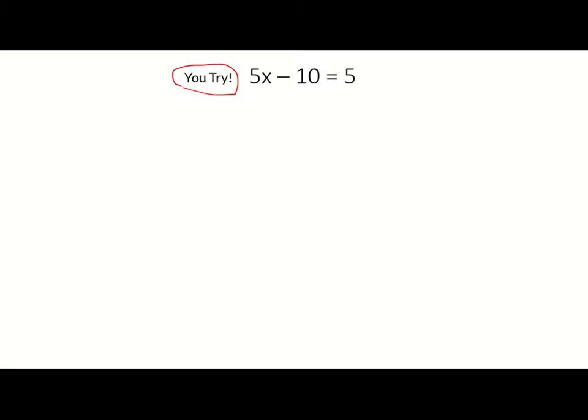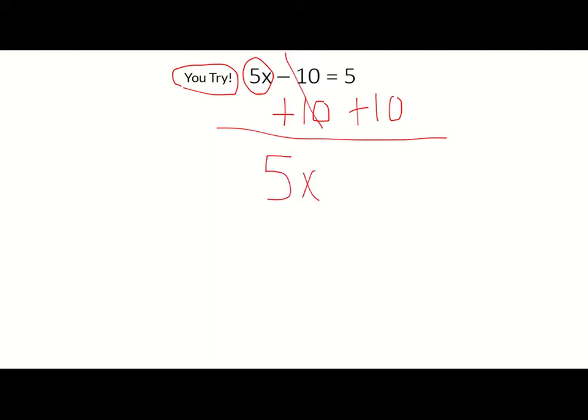To solve 5x minus 10 equals 5, since there are no fractions, our goal is to get the 5x by itself. Right now, the 5x has a 10 being subtracted from it, so we need to undo that minus 10 by adding 10 to both sides. When I do this, the 10s will cancel out, and I'll be left with 5x on the left. Drop down the equals, and 5 plus 10 is 15.